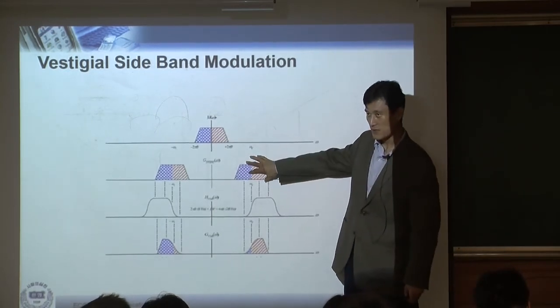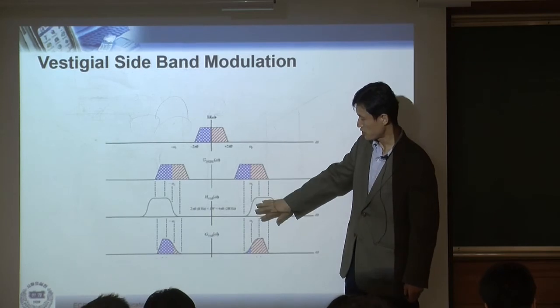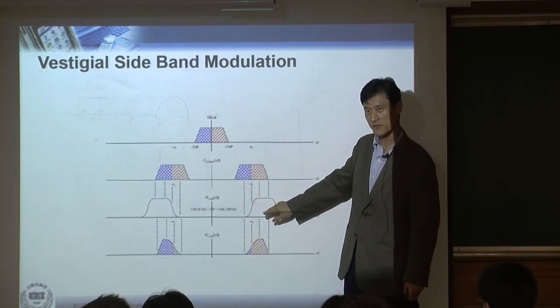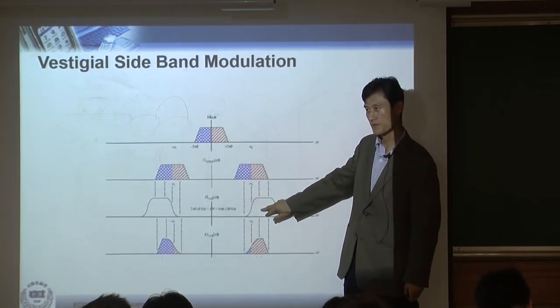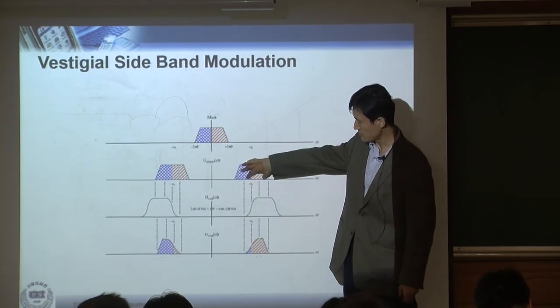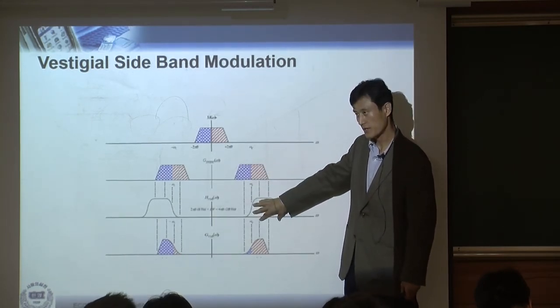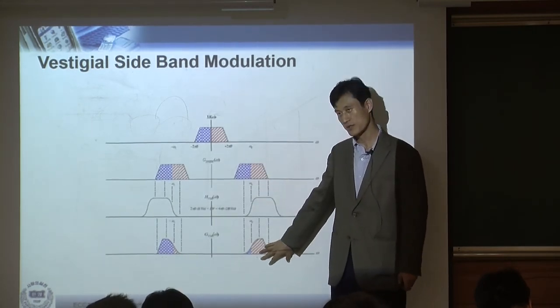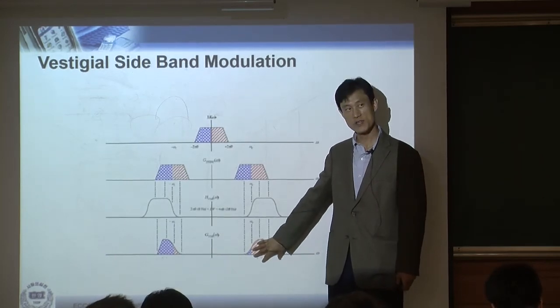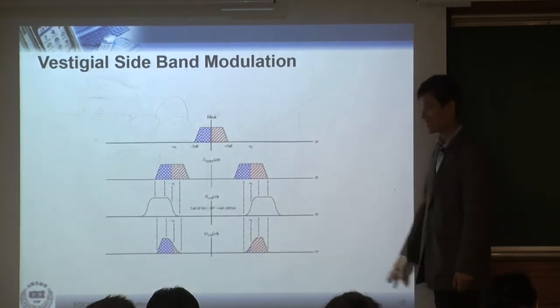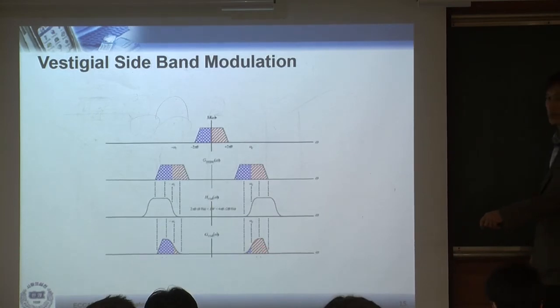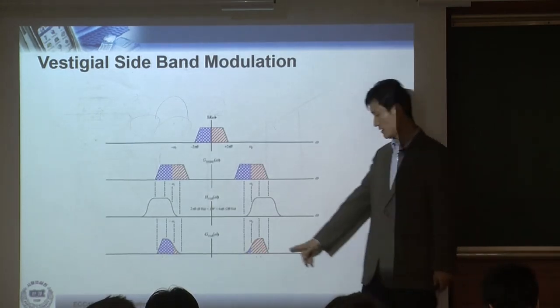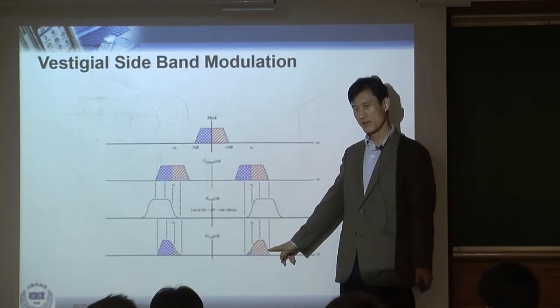Put this DSB signal into a shaping filter like this. This is the filter we are talking about, the shaping filter. Put this DSB signal into the filter, and now you get this output. That's the VSB output, the vestigial sideband output. So this is what you transmit over the air. This is the signal you transmit over the air.